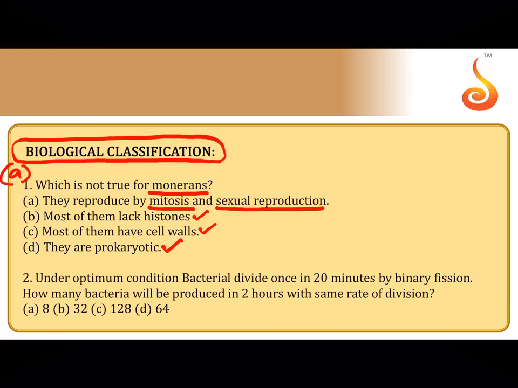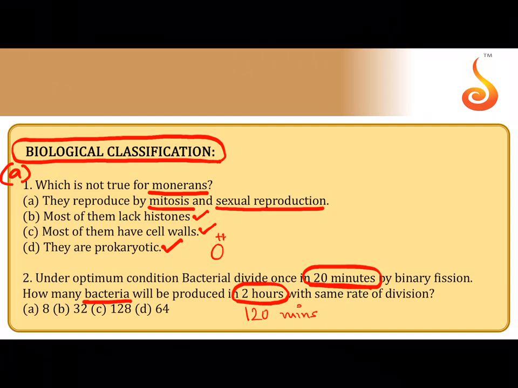Under optimal conditions, a bacterial cell divides once every 20 minutes. They want us to find out how many bacteria are produced at the end of 2 hours. Now 2 hours means how many minutes? 120 minutes. So how many intervals of 20 minutes do we require to reach 120 minutes? So let us write here.